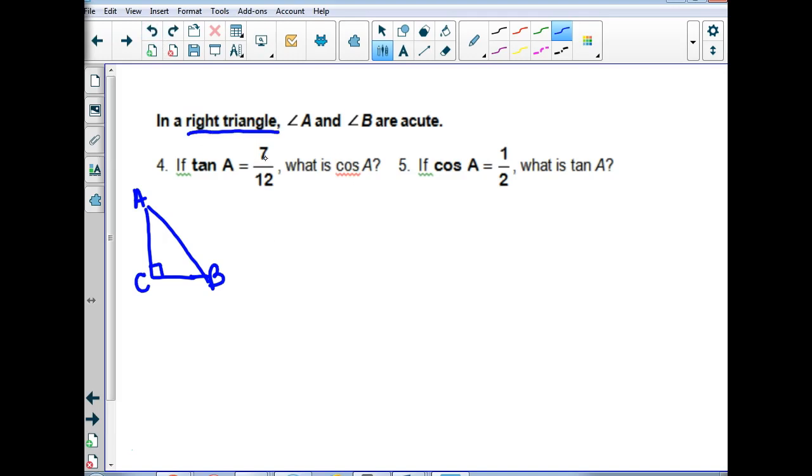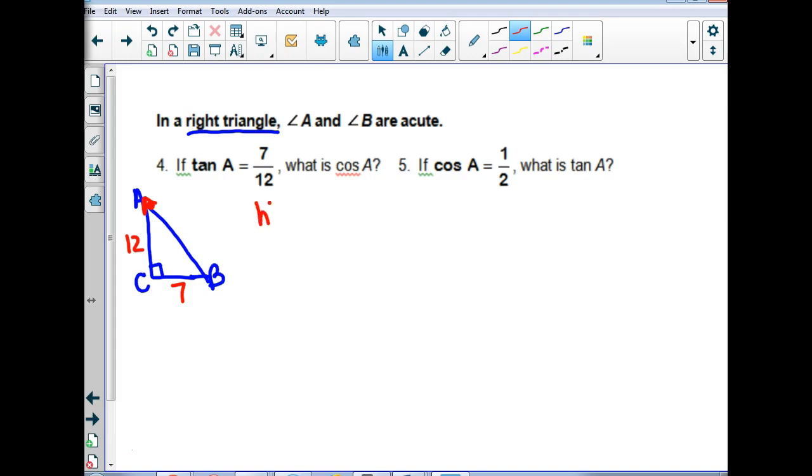So if the tangent of A is 7/12, you go over to A, that's where you look from. And you say tangent is opposite over adjacent. So the opposite side, side CB, is 7, and the side that would be 12 would be AC. It wants us to give the cosine of angle A. Well, we need the hypotenuse then, because the ratio of the cosine is adjacent leg to hypotenuse. We've got to find the h value.